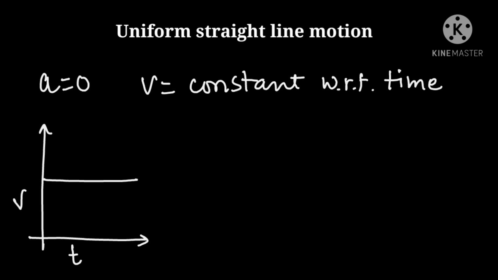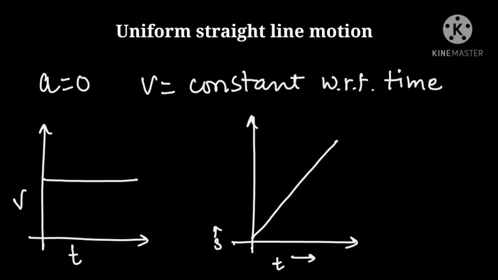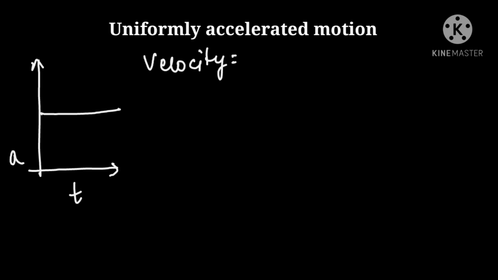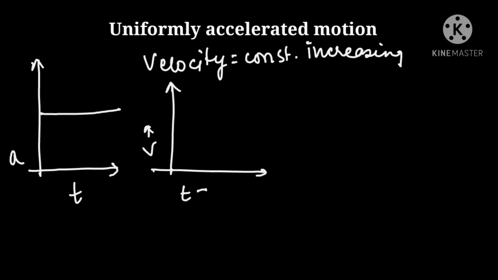And as the velocity is constant, the graph of displacement-time would be a straight line inclined to the time axis. But for motion with uniform acceleration, the acceleration-time graph would be a straight line parallel to the time axis. Velocity would be increasing constantly, so the velocity-time graph would be a straight line inclined to the time axis.